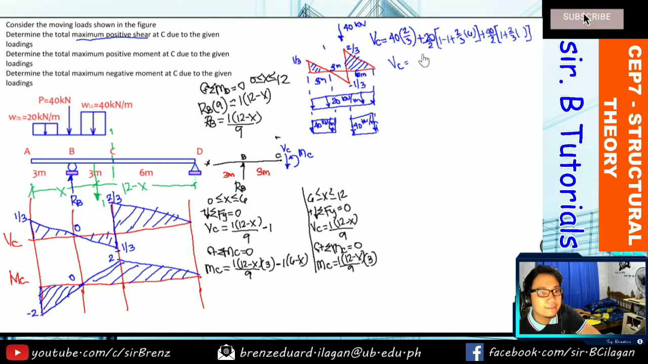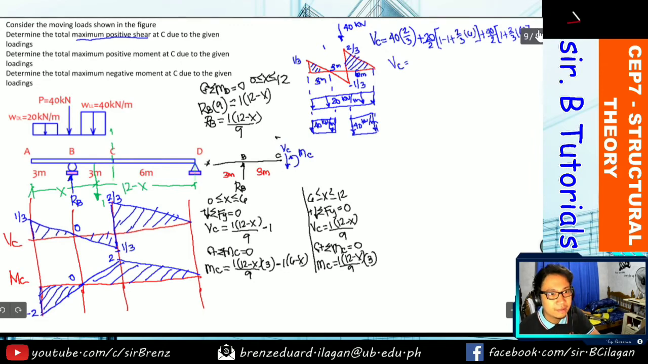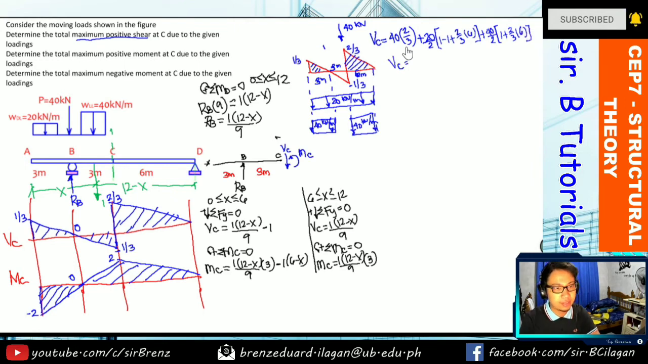Ayan. 1/3 of 6. Kita pa ba dun? 2/3 of 6. Ito. Sulat ko lang dito. Ayun. Okay na ha. So, pindutin lang natin guys. So, 40 times 2 divided 3 plus 20 times 1/2 times 2 times 6 divided 3 plus 20 times 1 plus 2 times 6 divided 3.